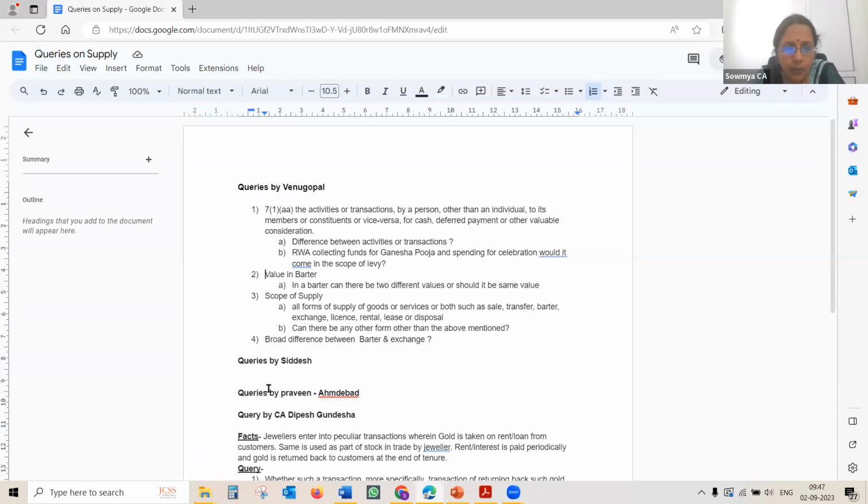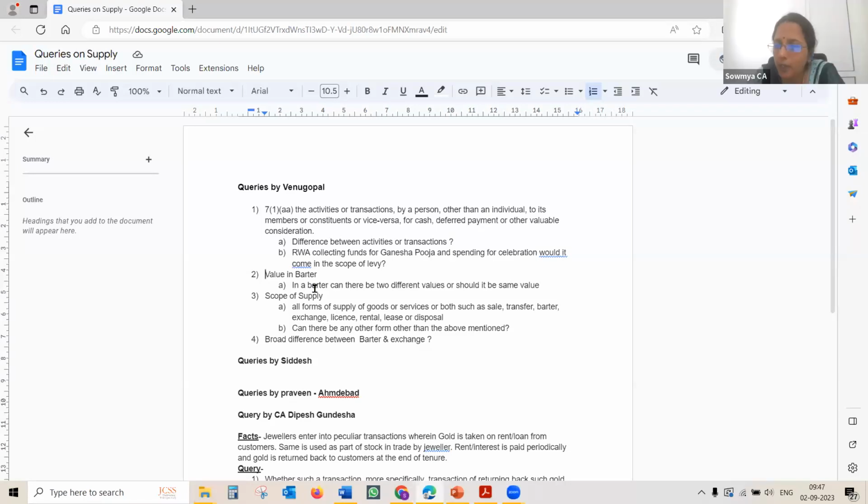And coming to the next question, value in barter. In a barter, can there be two different values or should it be the same value? As I already clarified, there will be two transactions and it will be taxable on both sides, both from the seller side as well as the buyer side, if they are taxable. So both have to go through the test of supply and then be taxed accordingly. Any thoughts? Question is, should the value be the same?